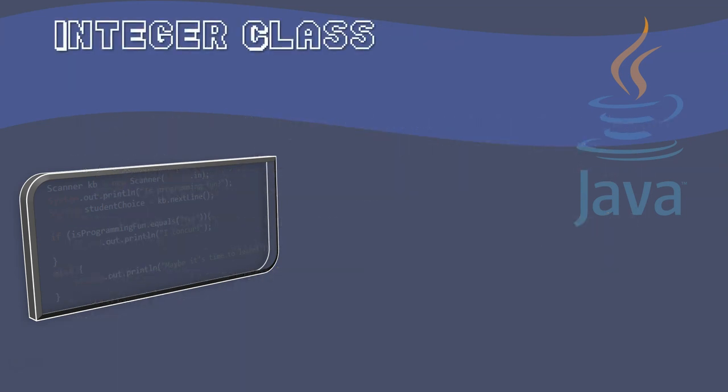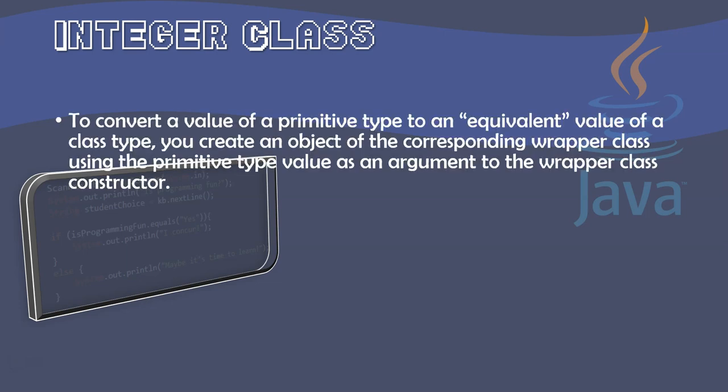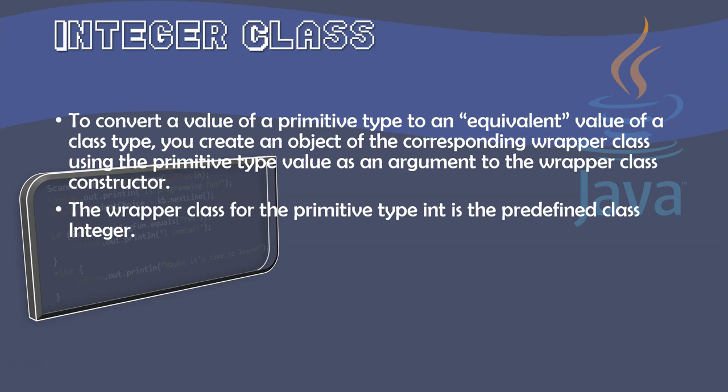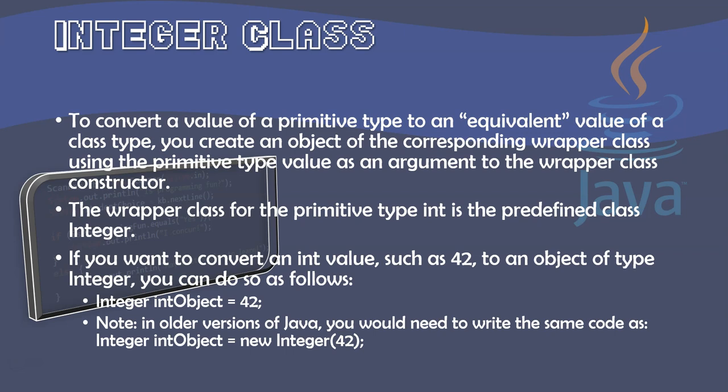So let's first look at the Integer class. We want to convert a value of a primitive type to an equivalent value of a class type. First, we create an object of the corresponding wrapper class using that primitive type value. The wrapper class of the primitive type int is predefined as Integer in this case. So if we want to convert an int value, let's say 42, to an object of type Integer, we can do as follows: Integer intObject = 42. That's all that's needed. So it's pretty straightforward.